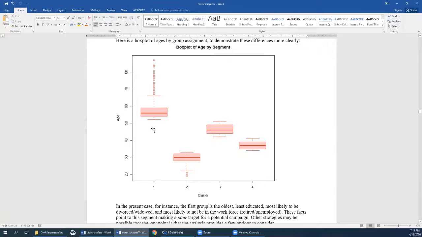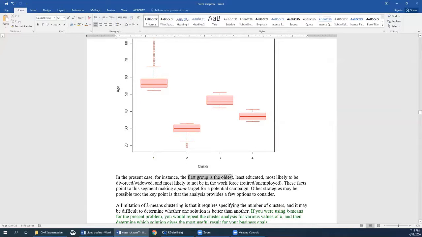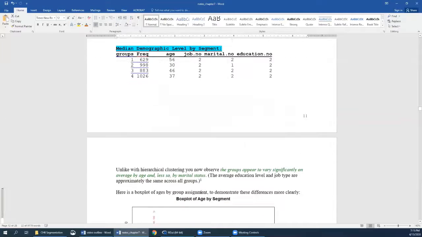And what does that mean? It means that the range of ages for segment 1, cluster 1, is almost entirely distinct from the range for cluster 2 or cluster 3 or cluster 4. So it's very clear that age is the deciding factor when it comes to k-means segmentation for this data set specifically. Besides this difference on age, what we do see is that the first group is the oldest, the least educated, the most likely to be divorced or widowed, and most likely to not be in the workforce, probably because they're retired or unemployed.